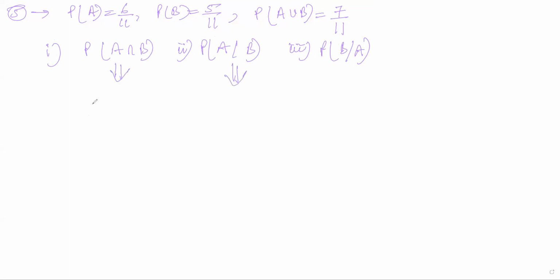Probability of A intersection B is 4 by 11. Correct. Probability of A given B is 4 by 5. Yes. And B given A is 2 by 3. Correct. Sakina and Fatima, do you guys also get the same answer? Yes, sir. Good.